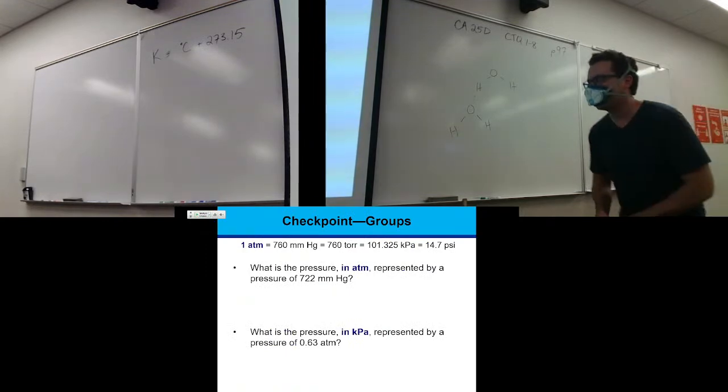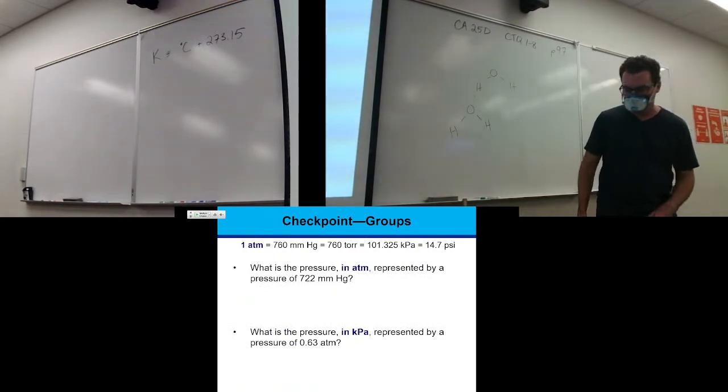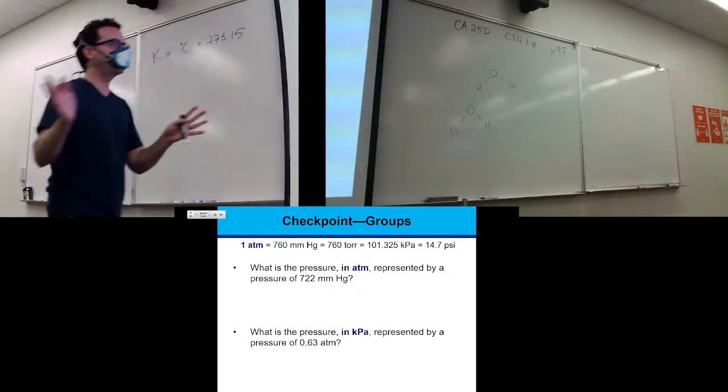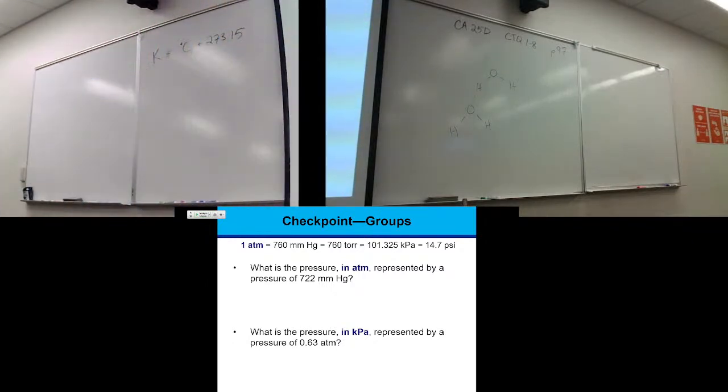So this is just, hey, make sure you know how to do conversions. And just in case somebody has difficulties with conversion, I'll do these right now. If I have a pressure of 722 millimeters of mercury, and I want it instead in atmospheres, I'm going to set up a conversion factor.